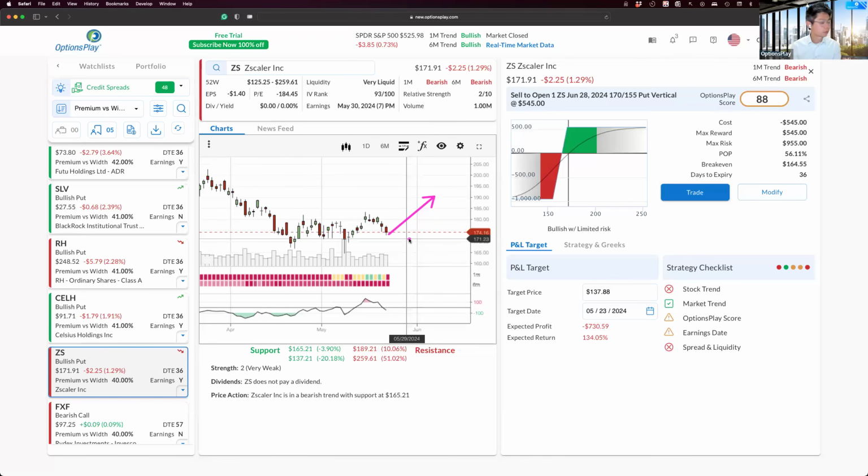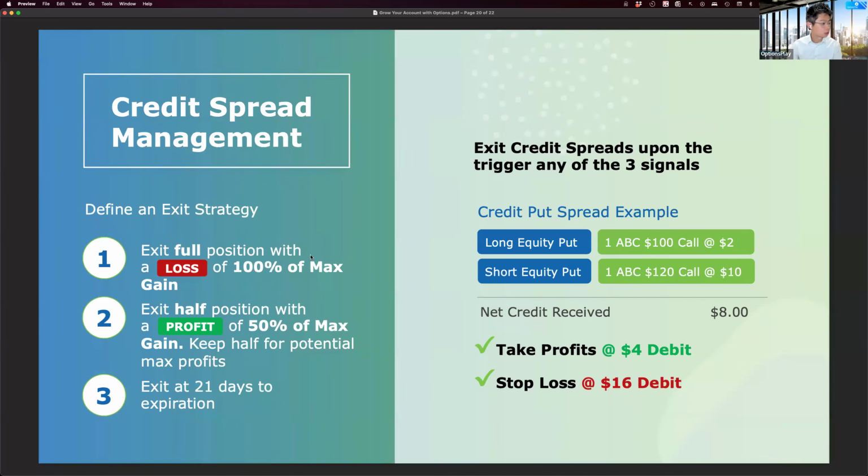Okay, that covers what I wanted to share with you here today. Before we open this up for Q&A, let's talk a little bit about management of these types of strategies.